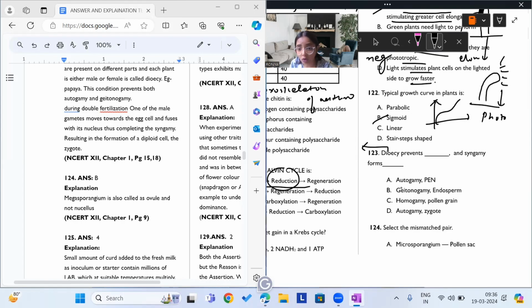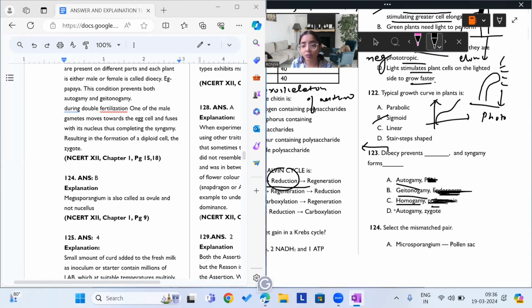It prevents autogamy. Yes, it can prevent autogamy and syngamy forms. Is syngamy forming the primary endosperm nucleus? No, it's a blunder. Dioecious condition prevents geitonogamy? Yes. But can syngamy form endosperm? No, that is why this is also wrong. Dioecious condition prevents homogamy? Yes, it can prevent homogamy, but does syngamy form pollen grain? No, that is why this is also wrong.